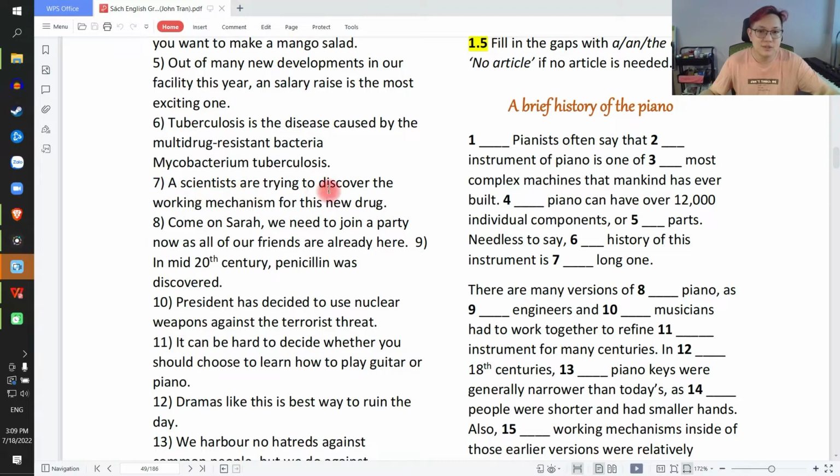So scientists are trying to discover the working mechanism of this new drug. And the working mechanism in particular, that's why you have a definite article in here. We want to specify what working mechanism, the working mechanism of this new drug.